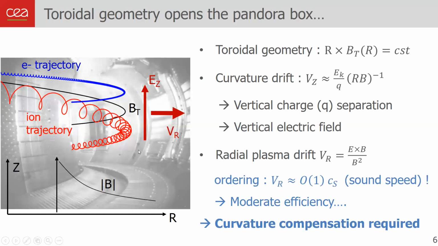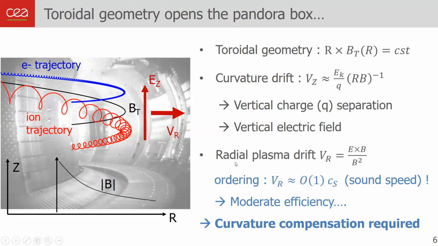So you create charge separation, so you have a vertical electric field. And this vertical electric field translates into a radial drift, which is electric field times magnetic field divided by the square of the field amplitude. So this is oriented along the major radius, outward. And this is independent of the charge, so you get the whole plasma moving outward.